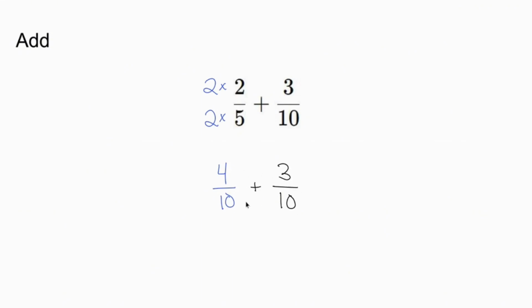Now when you add fractions of the same denominator, you add the numerators together, so 4 plus 3 is 7, and keep the denominator exactly the same, so 10. So 2/5 plus 3/10 ends up being 7/10. Nothing simplifies. You're good to go.